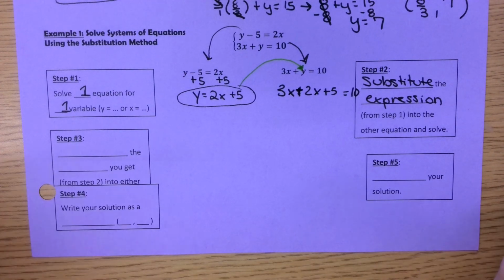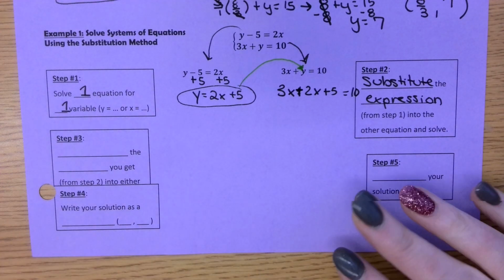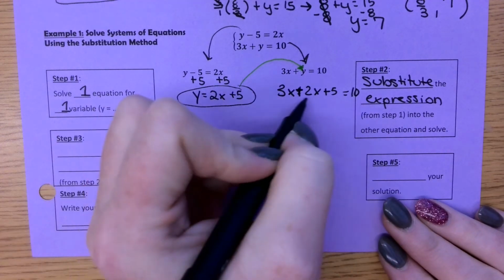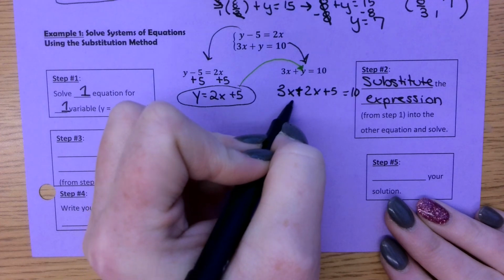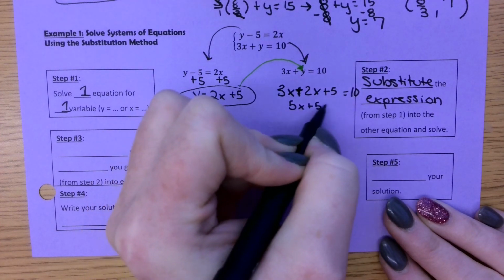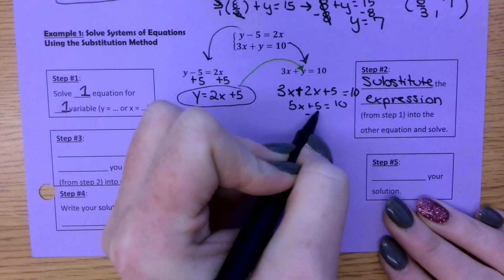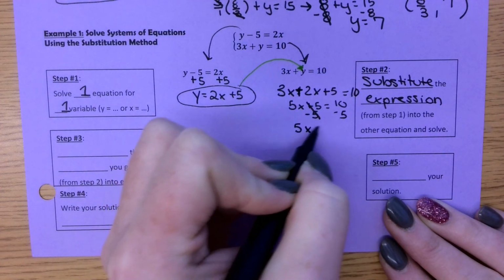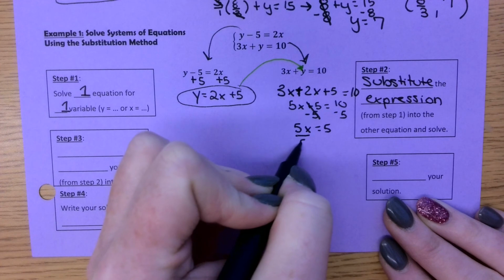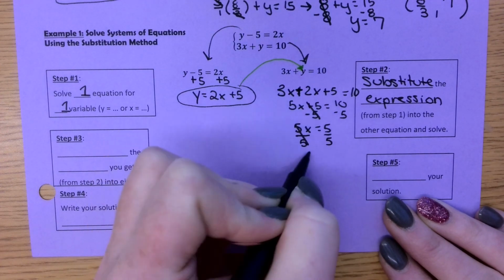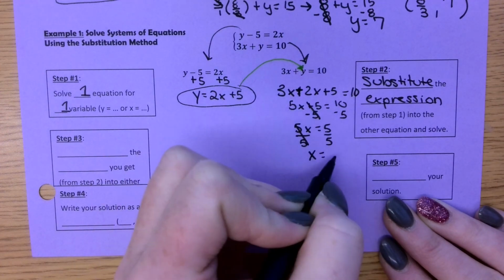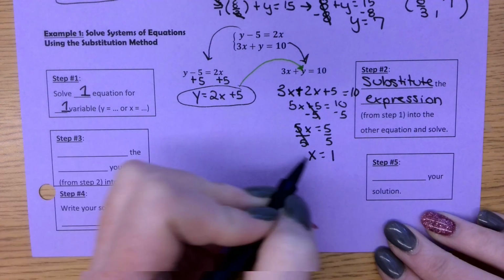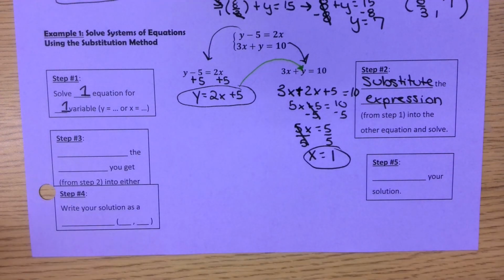Okay, then combine your like terms. 3x plus 2x gets us 5x plus 5 equals 10. Subtract 5 from both sides, cancels out. 5x equals 5, divided by 5, divided by 5. X equals 5 divided by 5 is 1. So I know what x equals, and that equals 1.